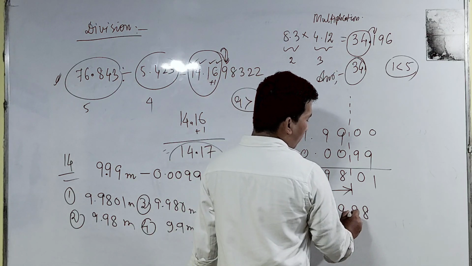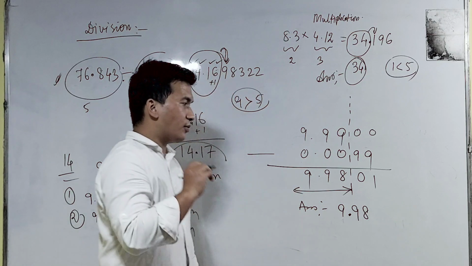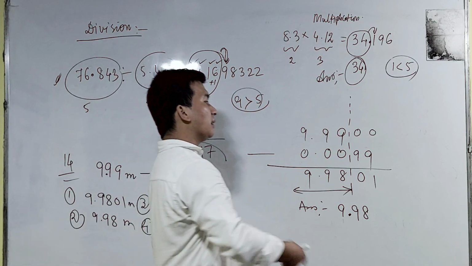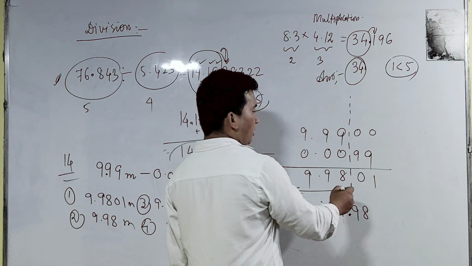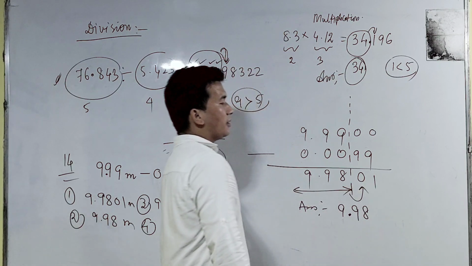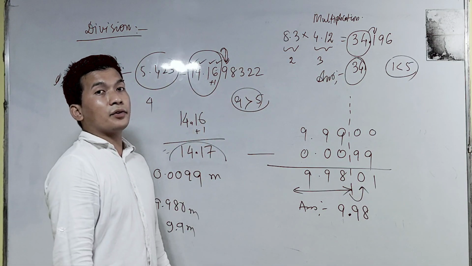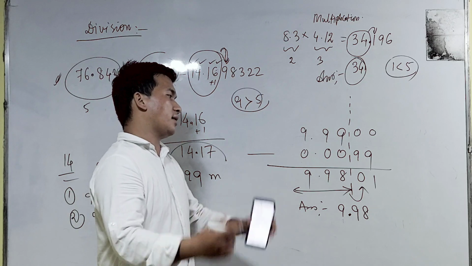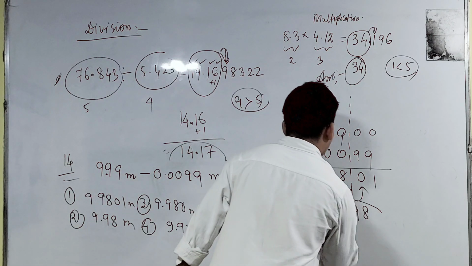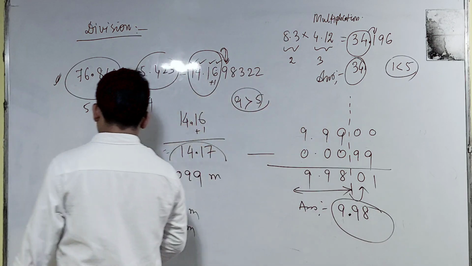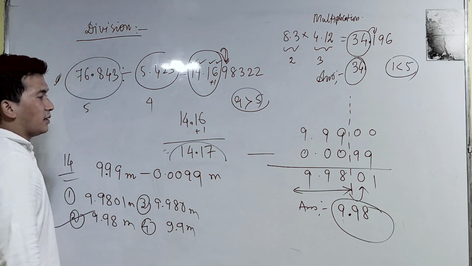Our answer will be 9.98. And before writing the final answer, you just have to check the immediate digit that is left. The immediate digit that is left is 0, and this 0 is less than 5, so there will be no change. Answer will be 9.98. Option number 2 will be our correct answer.